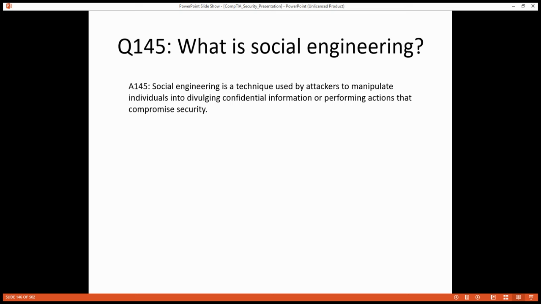Q145. What is social engineering? A145. Social engineering is a technique used by attackers to manipulate individuals into divulging confidential information or performing actions that compromise security.